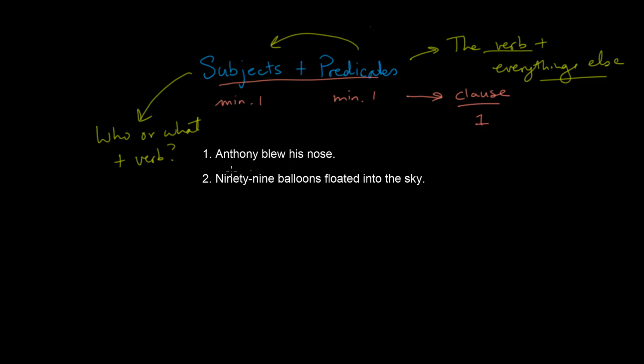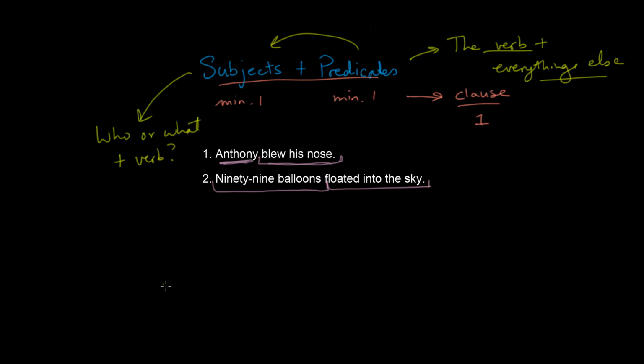We have Anthony blew his nose, and what we can see here is that Anthony is the subject. He's the one doing the action. Blew is the verb, and he also blew something, so all of this is the predicate. Then we have 99 balloons, that's the subject, and then we get the verb and everything else, which is the predicate. In some sentences, of course, you're not going to see the entire subject before the verb and the rest of the predicate, so we're going to see more complex situations, but as we start out here, we see pretty simple patterns.